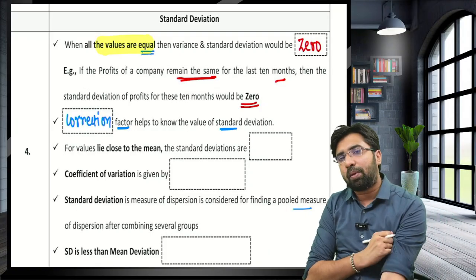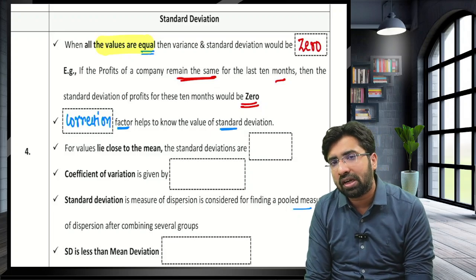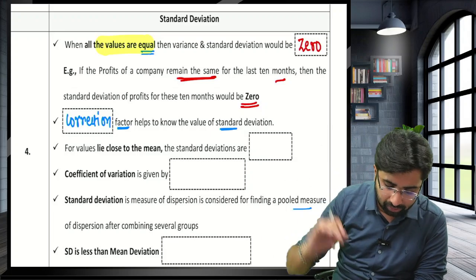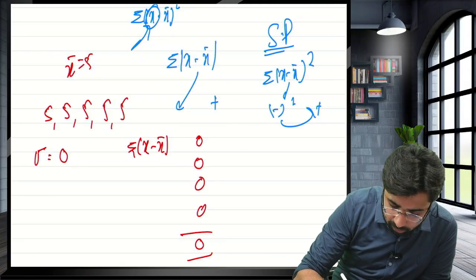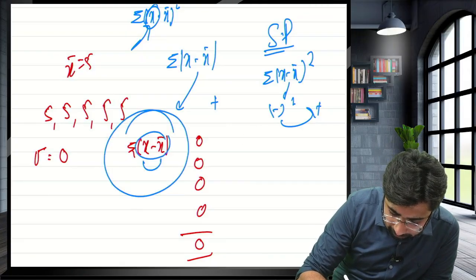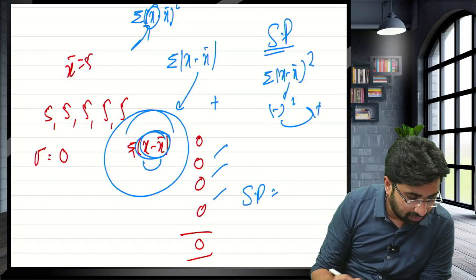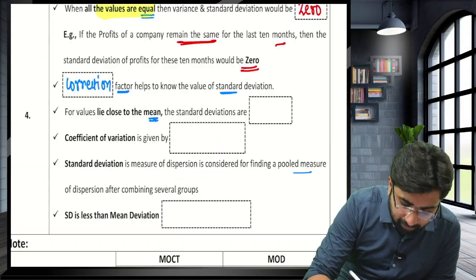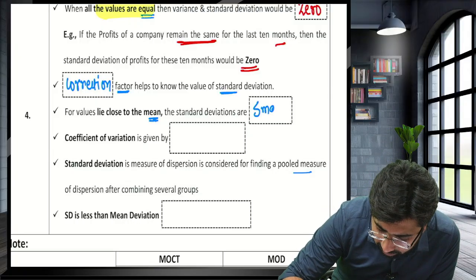So guys, just remember the correction factor. What is the actual correction factor name? Bessel's correction. Now, if the values are closer to the mean, the difference will be less. And if the difference is less, the standard deviation will be less. Can I say, if the values are closer to the mean, then the standard deviation will be small?